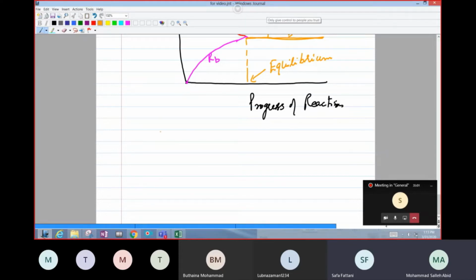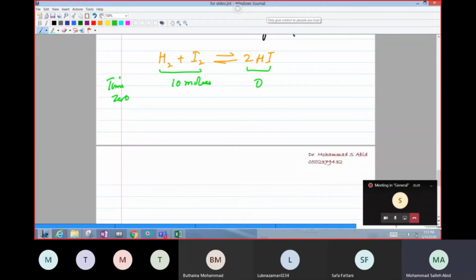For example, let us say I have a reaction H2 plus I2 changes into 2HI. Now let us say the total amount of the reactants is 10 moles. Initially, the amount of the product is 0 moles. This is at time 0. Now as the reaction proceeds, the forward reaction is more, as I just showed you on the graph. It keeps on decreasing till it reaches, let us say, 3 moles. This keeps on increasing till it reaches 7 moles.